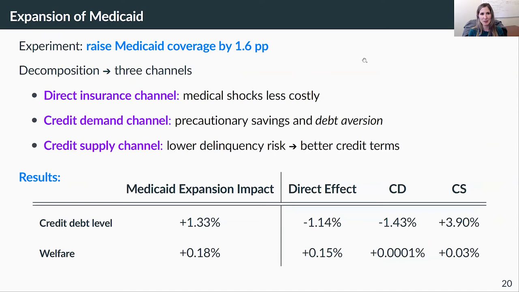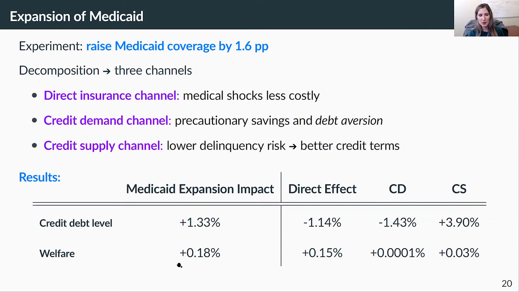And I'll just skip over some features of the model and just summarize the main thought experiment. So in the model, we simulate the Medicaid expansion by raising Medicaid coverage 1.6 percentage points, which is the estimated effect of the policy on actual take up. And we're going to decompose these channels. So again, this insurance channel, these medical shocks are less costly; credit demand, it's working through precautionary savings and that debt aversion channel; and there's credit supply.